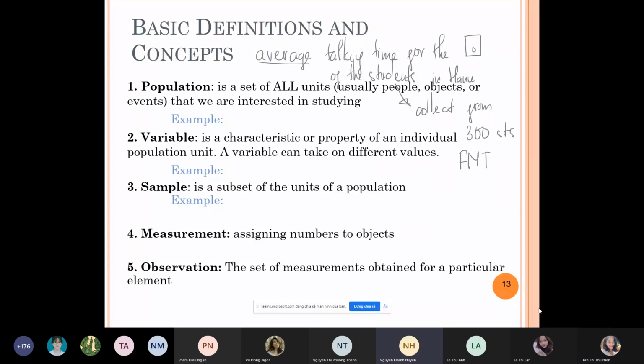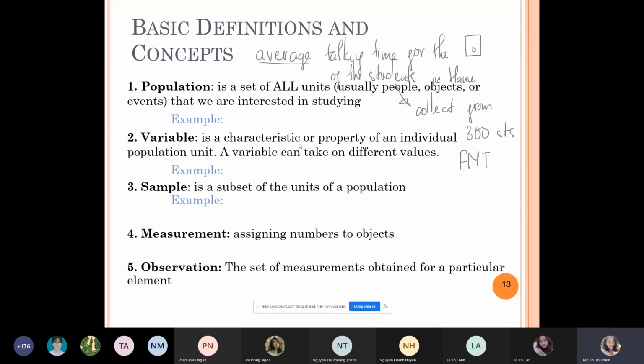300 students in FMT. Yes, so it is the difference between population and sample. For the statistic, we just use the data from the sample, I mean the smaller group, and use that data to interpret, to predict, or to estimate the average for the whole group. The variable here is the characteristics or properties of an individual population unit. In this example, the variable is the talking times.